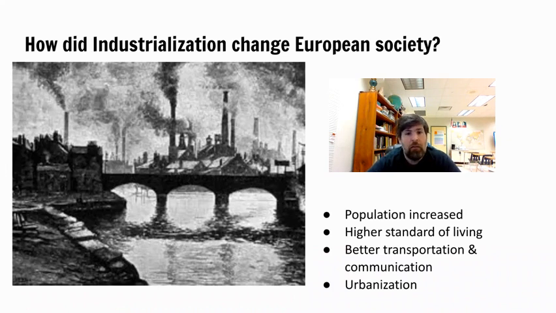Urban means city. You probably already know this. People moving to the cities is urbanization. Before industrialization, most people lived in the country working as farmers. After industrialization, most people move to the city, they urbanize, they move to the city and get a job in a factory, which is a very different way of life.